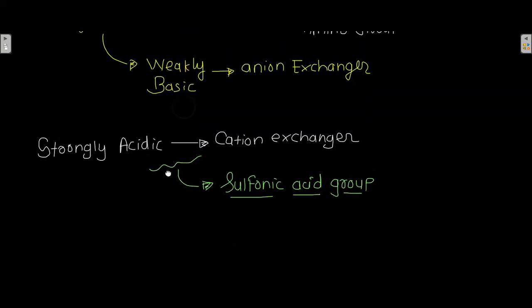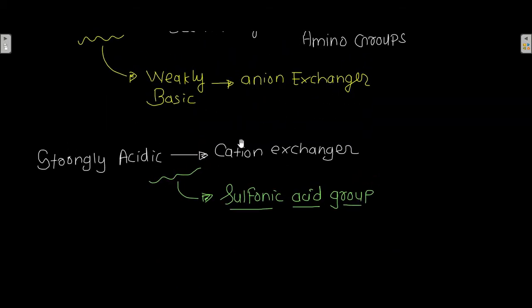So we discussed anionic exchangers. What about cation exchangers? Well, a strongly acidic cation exchanger will have a sulfonic acid group as its functional group. If in any exchanger there is presence of this sulfonic acid group as the functional group, then that exchanger will be a strong cation exchanger, a strongly acidic cation exchanger.